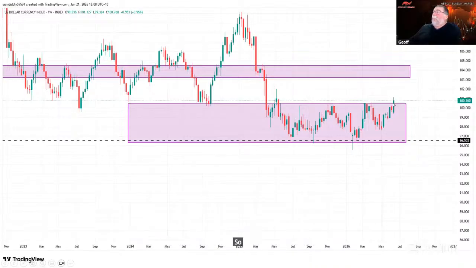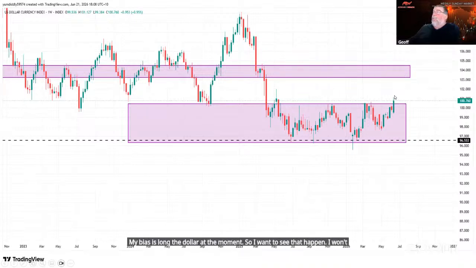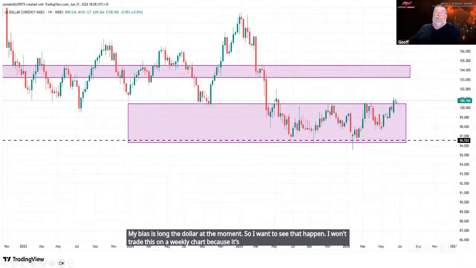So here's the thing. I want to trade long above here, or as a bounce off here and going to this level, because that's my bias. My bias is long the dollar at the moment, so I want to see that happen. I won't trade this on a weekly chart because it's not yet confirming that we're going to here. So I'll be looking for this to come back, maybe daily, maybe even 4 hour, earlier or later in the week to be able to trade that.